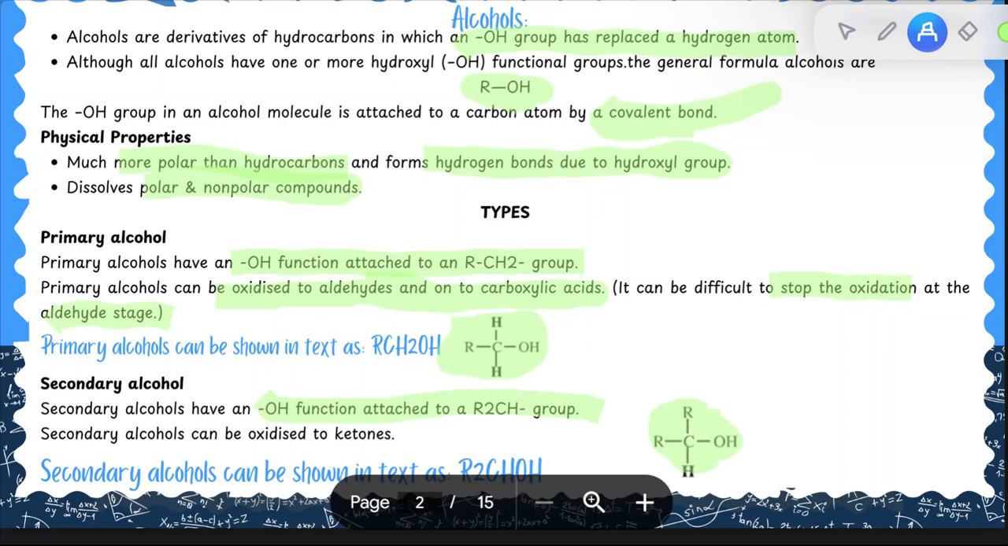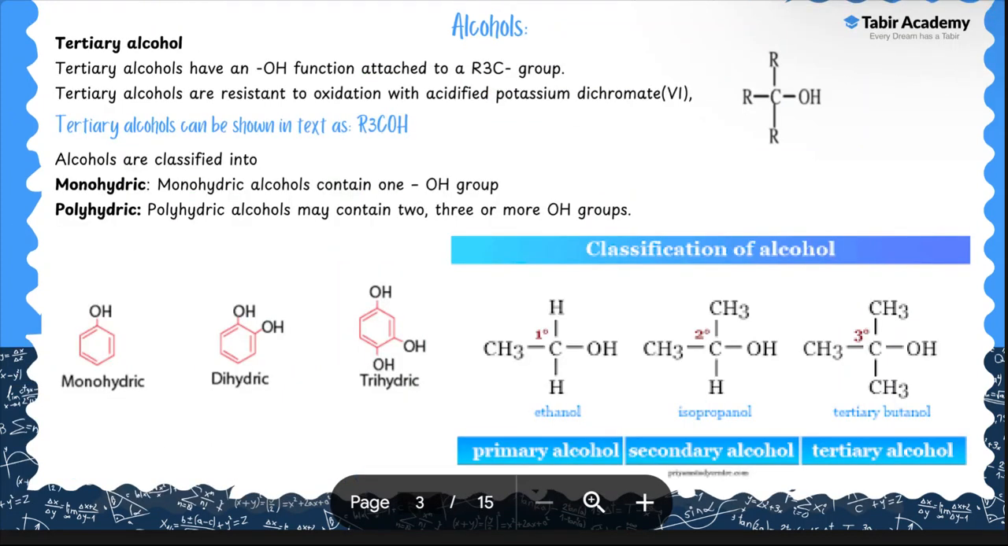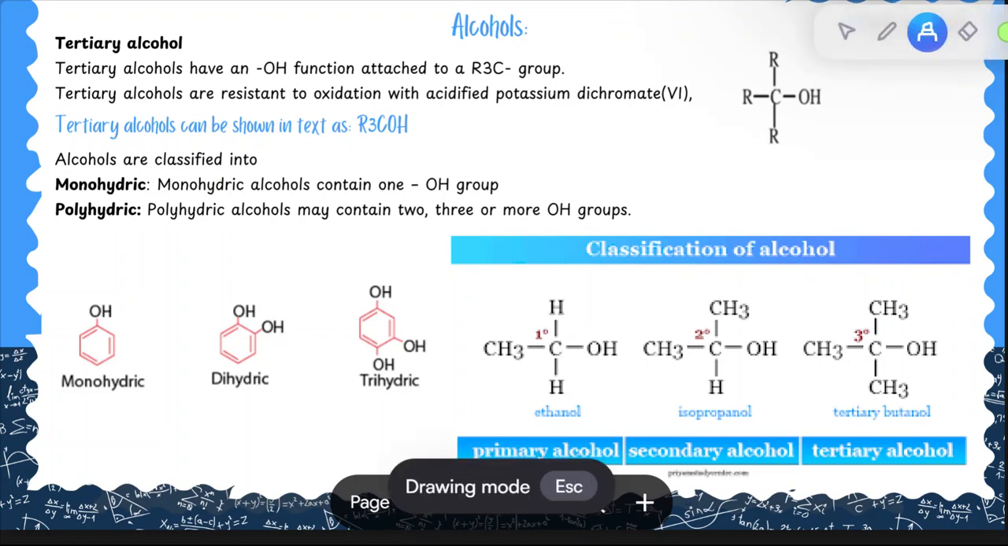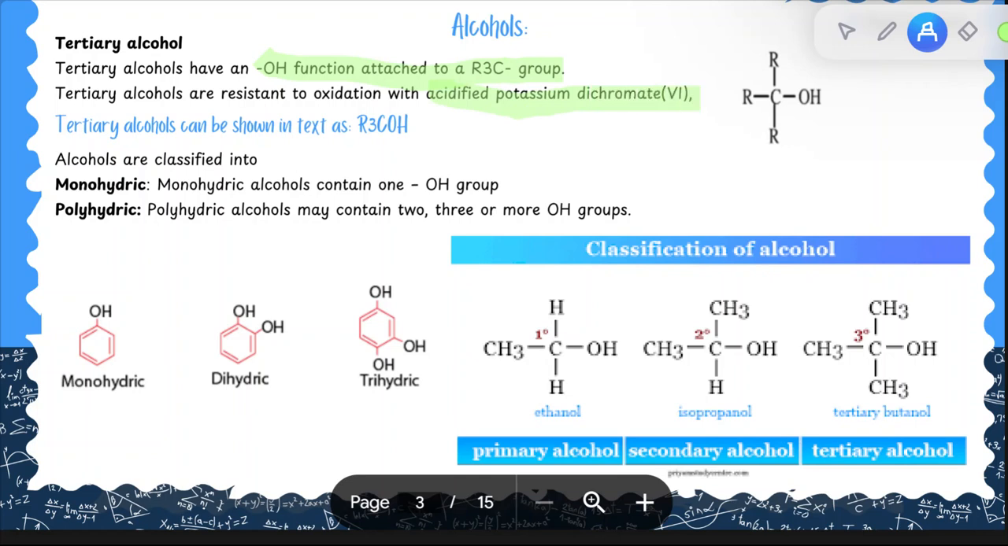Then you have a secondary alcohol which has an OH functional group attached to the R2CH group, like so, ठीक है ना? And they can be oxidized to form ketones. And then lastly, you have tertiary alcohols, which have an OH functional group attached to an R3C group. ठीक है ना? So tertiary alcohols are resistant to oxidation with acidified potassium dichromate. ठीक है ना? So this is the structural formula of a tertiary alcohol. ठीक है? And they are resistant to oxidation.